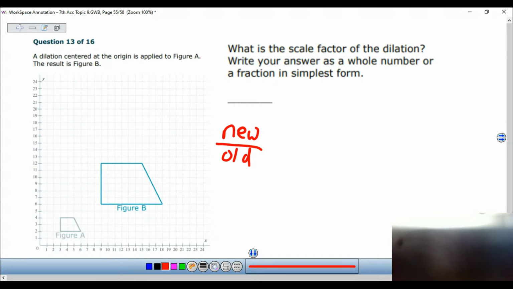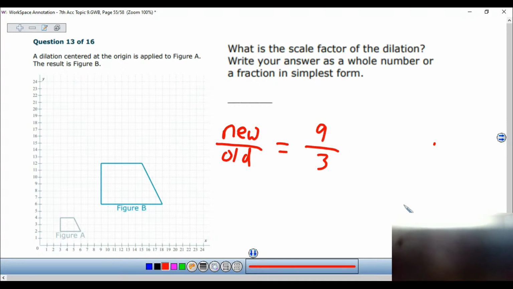All right, I see bottom. Here we go. So if we're using the bottom, figure A has 1, 2, 3 on the bottom. So figure A is the old one, so that's going to be 3. Figure B has 1, 2, 3, 4, 5, 6, 7, 8, 9. So that's the new one.